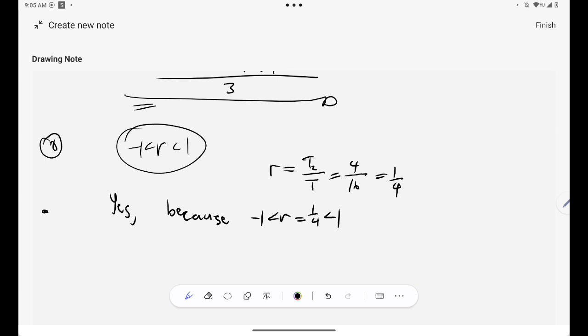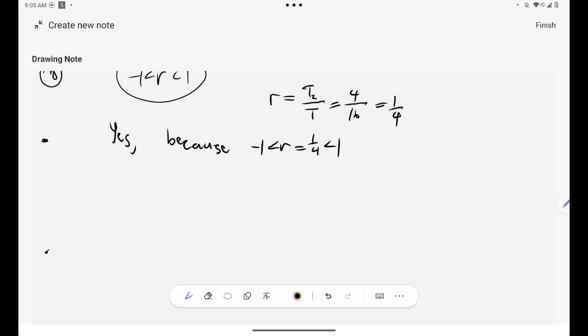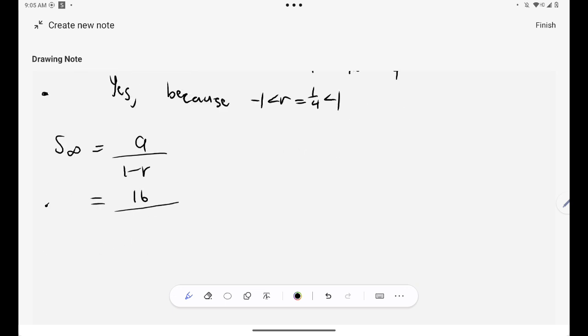Are we together? Now, since our sequence is converging, we can calculate the sum to infinity. We can simply say that sum to infinity is equal to A over 1 minus R. Our value of A is 16. Our R is 1 over 4. This will give us 64 over 3. Then you find your answer. Right, together. So this simply means that this sequence converges to this number.